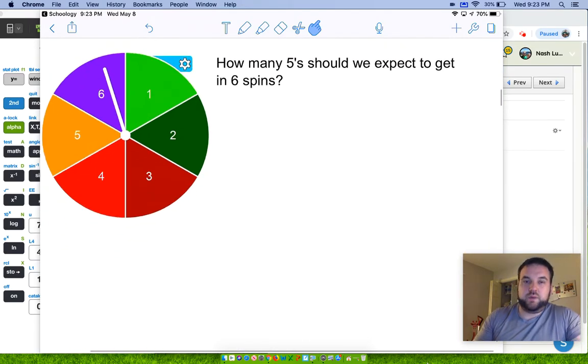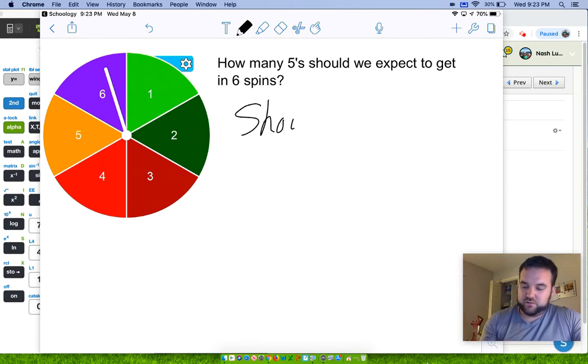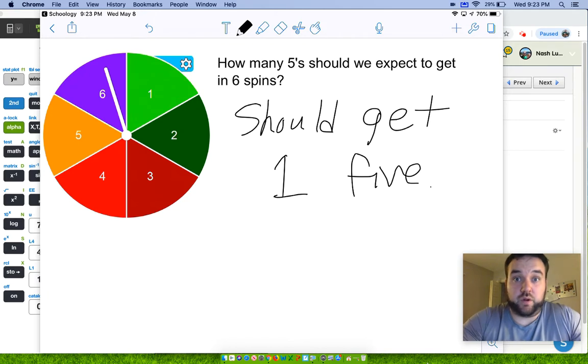Okay. Here's one that we're going to skip because we're going to do this in class. This is an interactive spinner. But how many fives should we expect to get in 6 spins? Well, that spinner has 6 sections. They all seem to be equal in size. So reasonably, if I were to spin that 6 times, I should get one 5. What we're going to do is do it in class and see if that actually does happen.